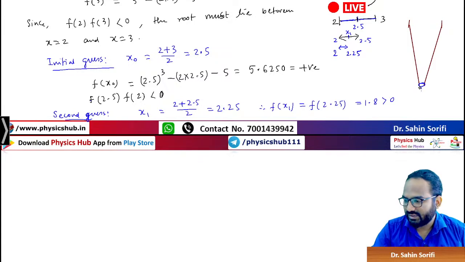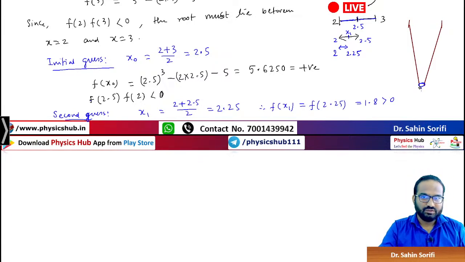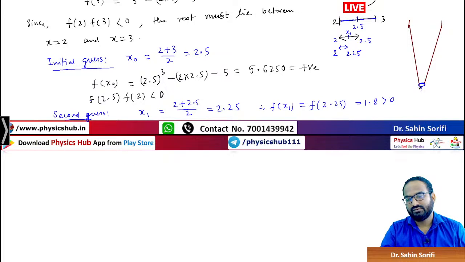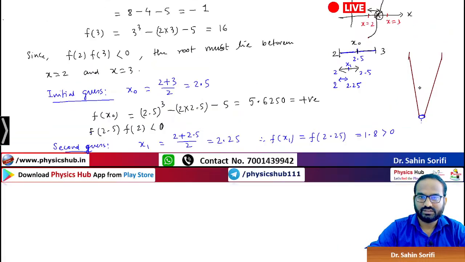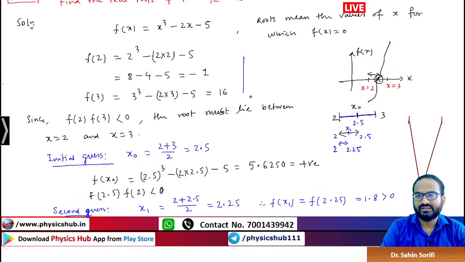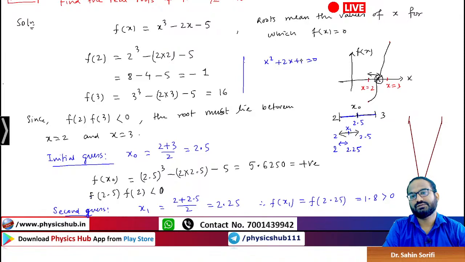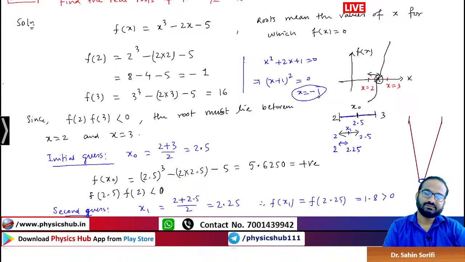Now you can ask, sir, why we are doing all this? We know how to find a root. If I am giving you an equation, you can easily find out roots. Okay, x square plus, let's say, 2x plus 1 equals to 0. So what is the root? You can see x is equals to -1, right? X plus 1 whole square equals to 0. So what is the root? X equals to -1, isn't it?